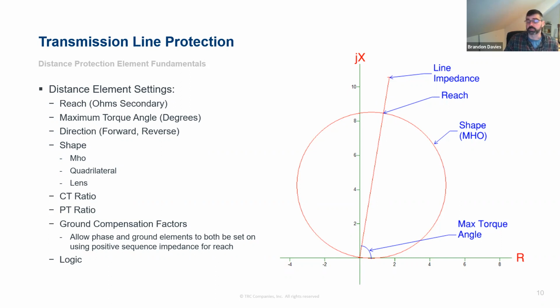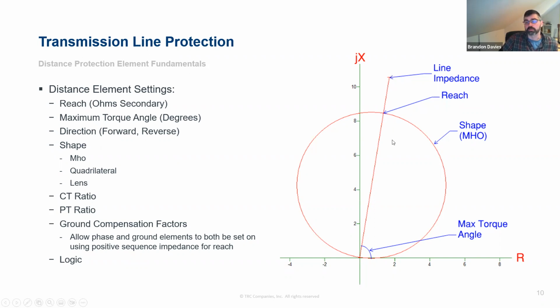The specific element we're looking at here is what's called a zone 1 under-reaching element, because you can see the reach of the protection. It's going to stop operating at this reach point, and it's not going to trip or make a protection decision for any impedance that's measured past that. So in this case, there's more line after that, which this element is not going to operate for.